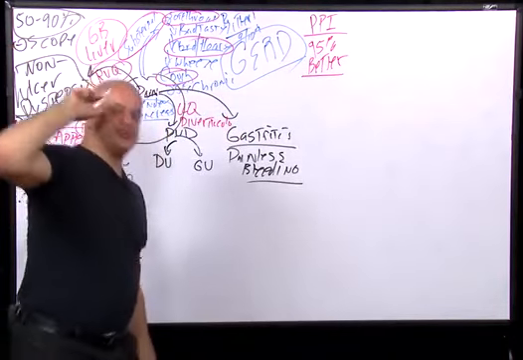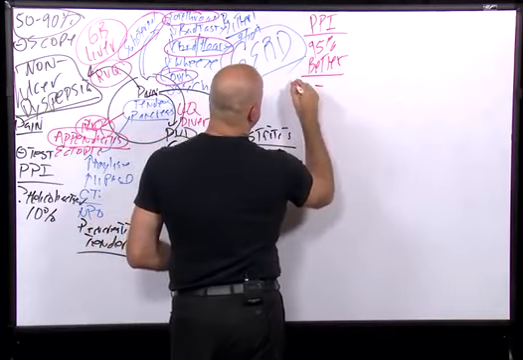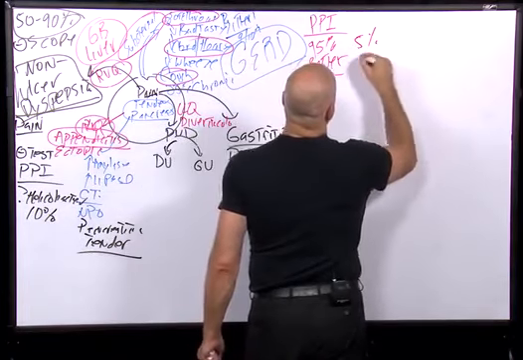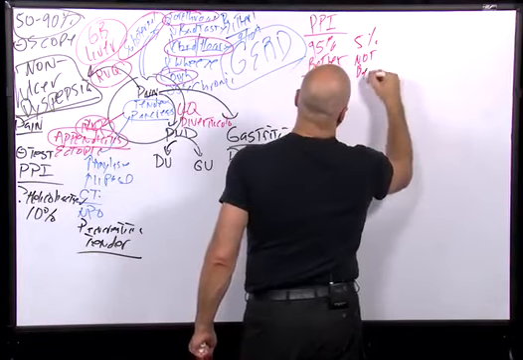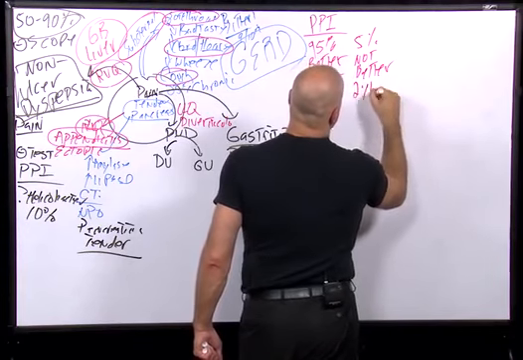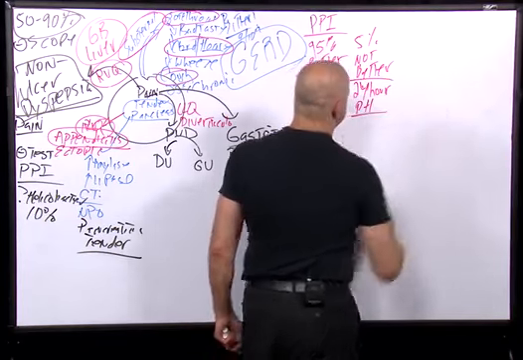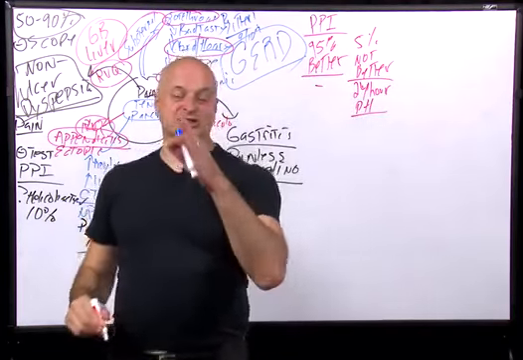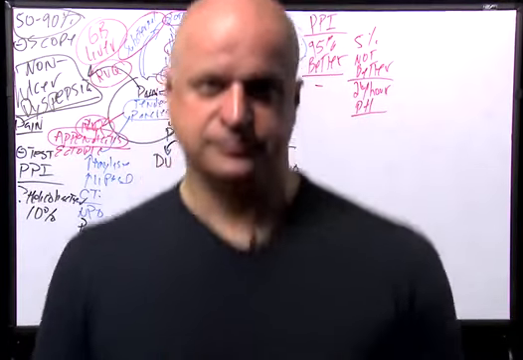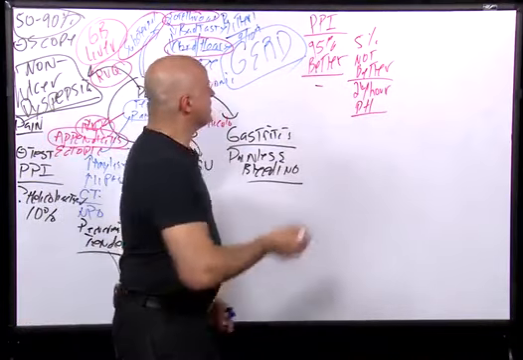If you fail, if you're not controlled with a PPI, remember 95% of people should get better. What about the 5% of people who are not better? The 5% of people who are not better should get a 24-hour pH monitor, to answer this question: is this really reflux disease? Maybe you don't really have reflux disease.